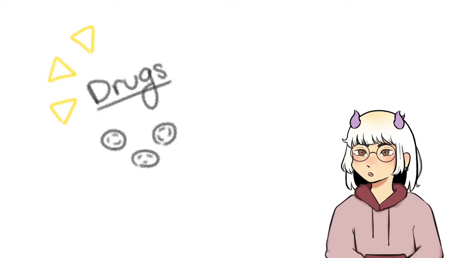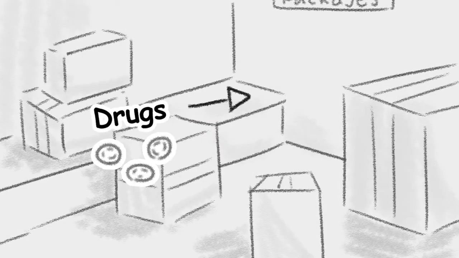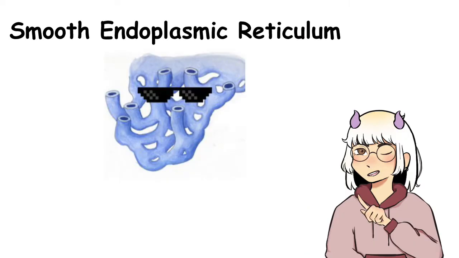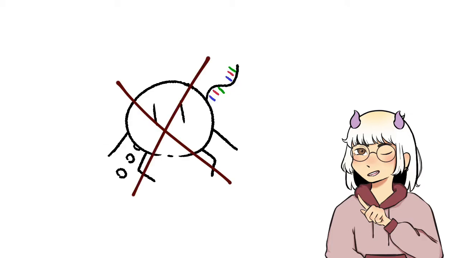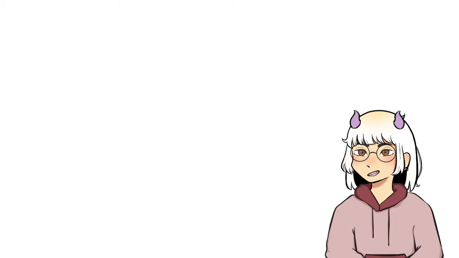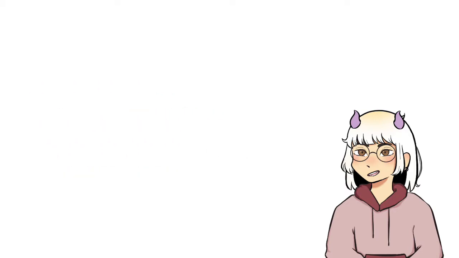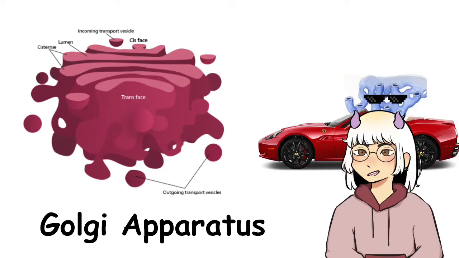Now that we finally have the product, we'll need to start transporting it. We'll be taking the drug from the synthesizer and moving it to the next location for the drug to be packaged. This is like in the smooth endoplasmic reticulum, smooth ER, where there are no ribosomes, which is why it's smooth. The smooth ER has many other functions, but for the relevancy of our mnemonic, let's just say that its function is to transport the protein to our next destination, the Golgi apparatus.